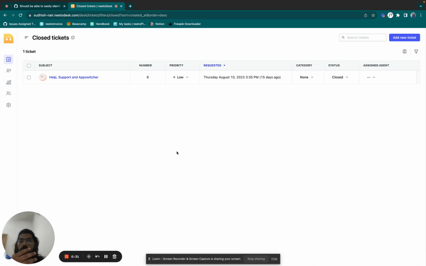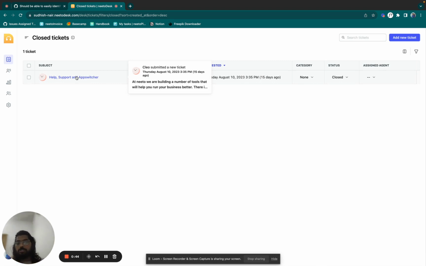So today we are looking into a product called Neeto Desk. Neeto Desk is basically a ticketing platform where the users or the customers would be creating tickets like this, and the agent would be the one fixing those tickets or providing a possible solution for the issue that the users are facing.